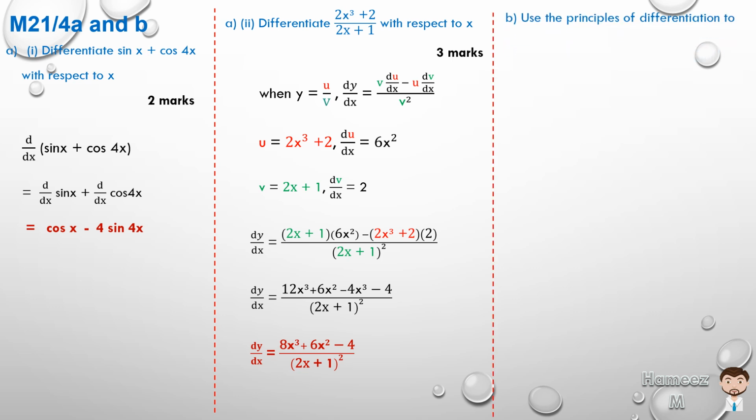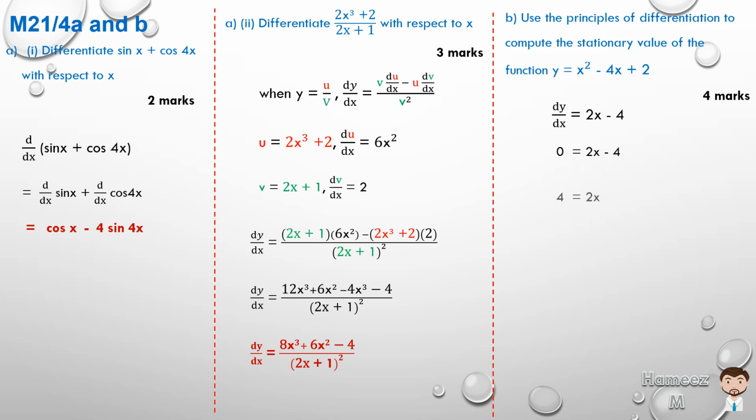Part B. Use the principles of differentiation to compute the stationary value of the function y is equal to x squared minus 4x plus 2. So if we're looking for the stationary value, then we want to find the differential dy/dx. So dy/dx is equal to 2x minus 4. And for stationary value, dy/dx is equal to 0. So you can substitute for that. 0 is equal to 2x minus 4, which implies that 2x is equal to 4, so x is equal to 2.